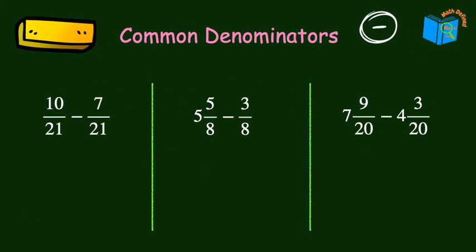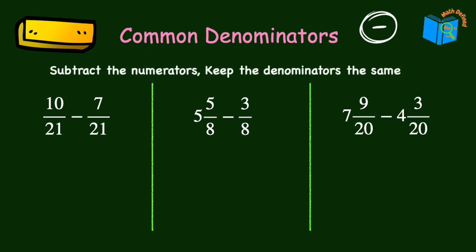Now that we've covered addition, let's move on to subtraction. We'll again focus on fractions and mixed numbers that conveniently share a common denominator. The process is the same as with addition in that you subtract the numerators and keep the denominator the same.